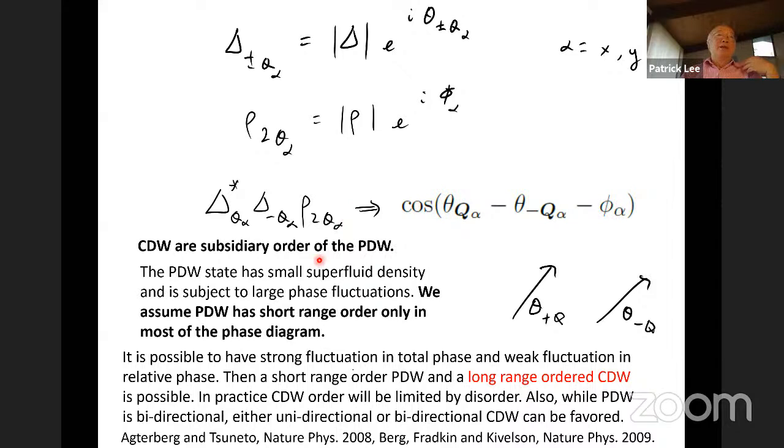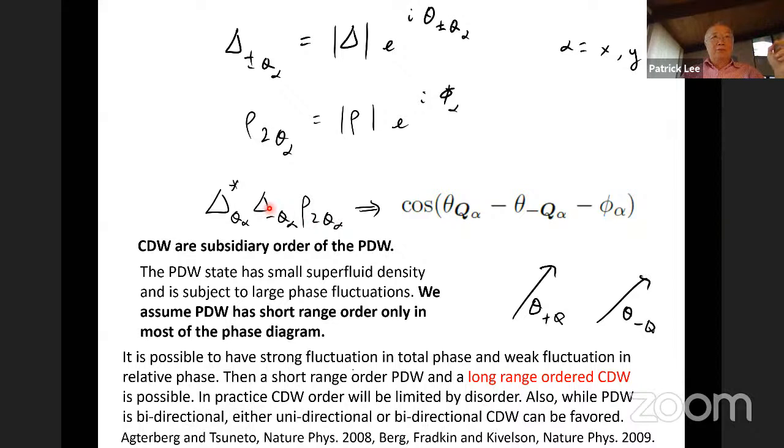Now, the trick is that we want this to be disordered because we don't want to see this superconductor. We want it to be hidden. This elephant is not so easily visible. But it's still possible that even though these are fluctuating strongly, phase fluctuating, this guy is ordered. So the picture is like this.